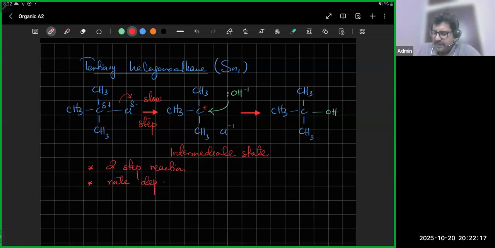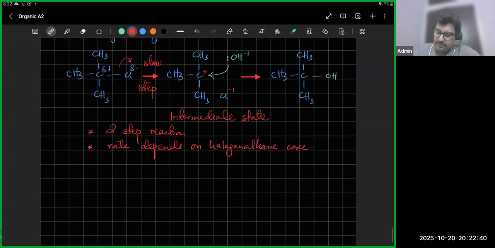And what is in the first step? It's your halogenoalkane. So rate depends on halogenoalkane concentration. Okay?